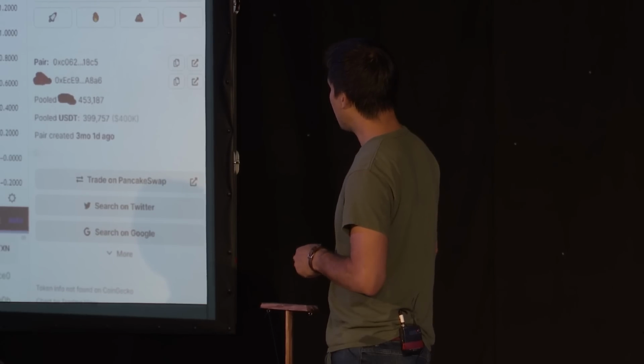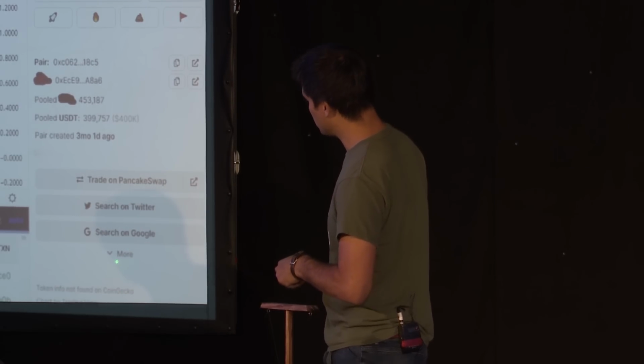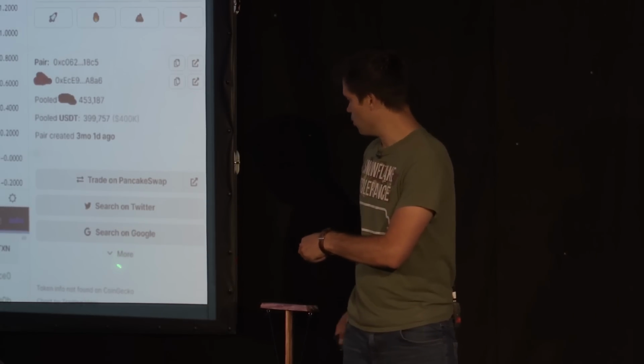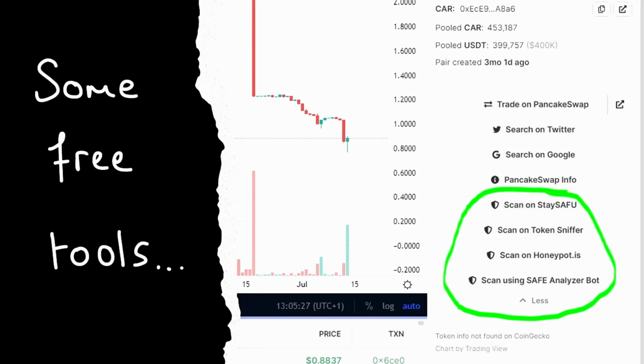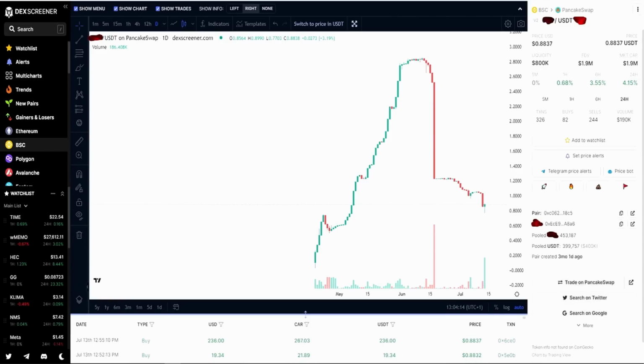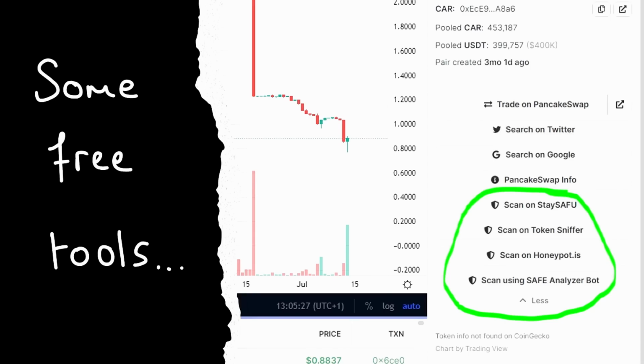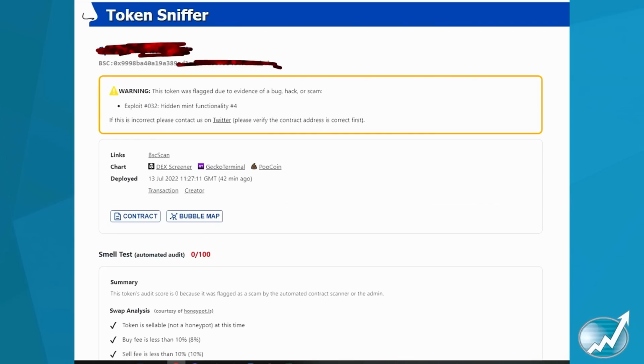And then on Dex Screener, if you click this bit here where it says More, and just scroll down the page a bit, it'll open up these. These are free tools that will just give you a really quick idiot check. Stay Safe, SAFU, Token Sniffer, Honeypot, etc. And you click them, and it'll take the token address. So here's the token address, and it'll pop it into these tools. You just click it, and it'll give you a little report.